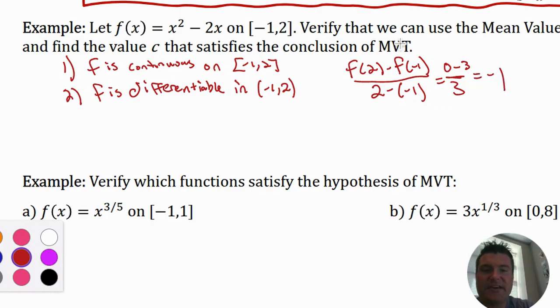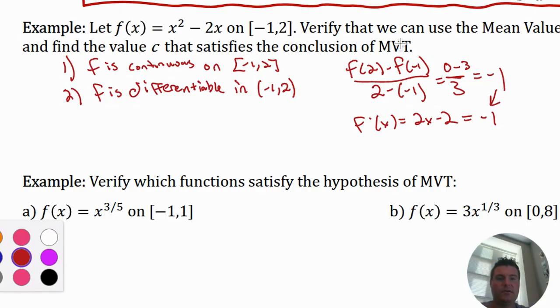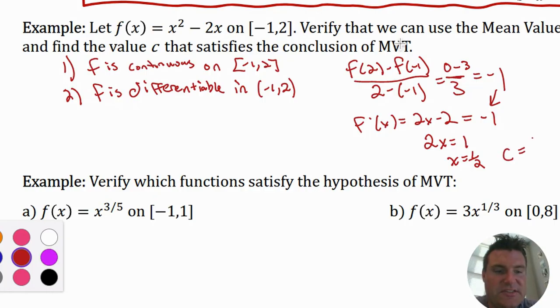So I'm going to find f prime of x now, which is going to be 2x minus 2, and I'm going to set that equal to -1. Okay, I'm going to solve for x now, so I get 2x equals 1, because I add 2 to both sides, and so x is equal to 1/2. 1/2 is inside my interval from -1 to 2, so that graduates to a c value. So there we go, here's our c value that satisfies MVT.